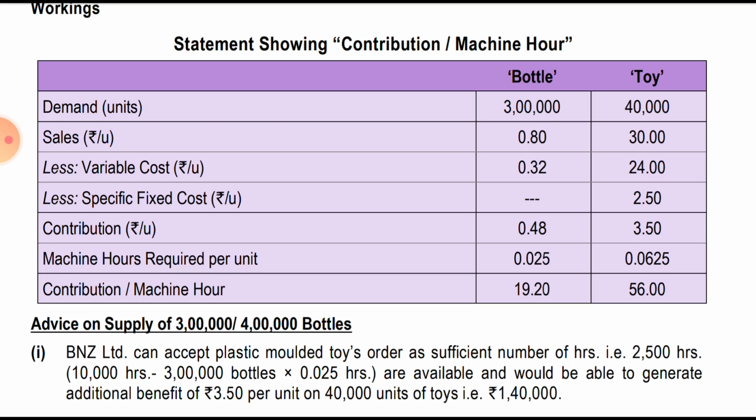Then specific fixed cost. It has been said in the question that it will incur 1 lakh rupees fixed cost, divided by 40,000, it is 2.5. So we will deduct that 2.5 special fixed cost. We will get a contribution of 3.5, and the machine hours required per unit is, how much machine hours is required per unit.